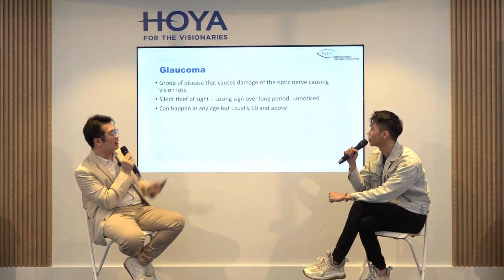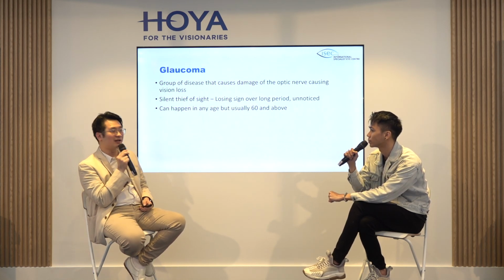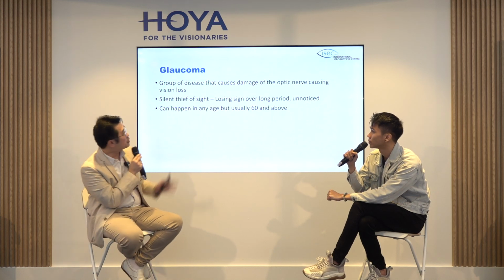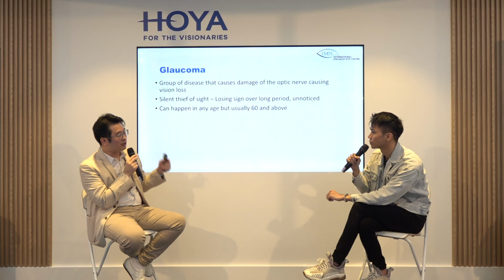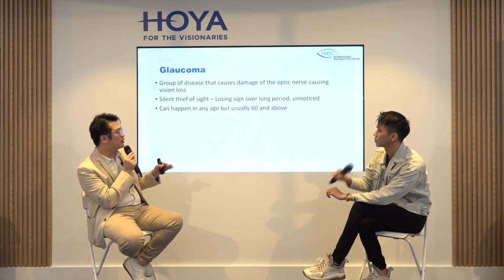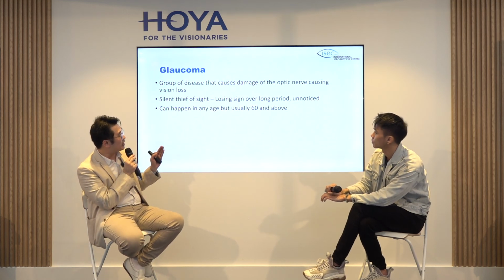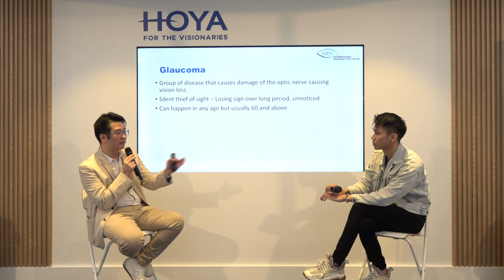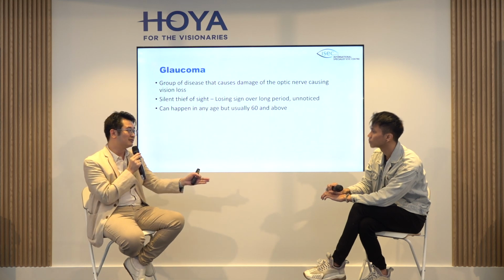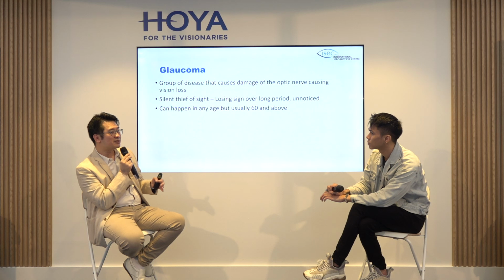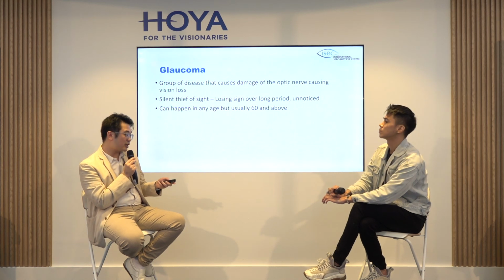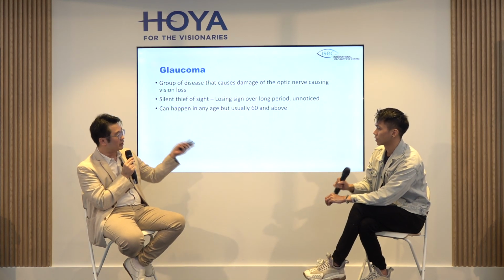Okay, next is about glaucoma, 青光眼. It's a group of diseases that cause the optic nerve, the nerve inside your eye, to be damaged. It's called the silent thief of sight, where you lose your vision over a period of time, but you don't even know it. It can happen at any age, but usually at about 60 years and above. It can be younger as well, but it's more common above 60.